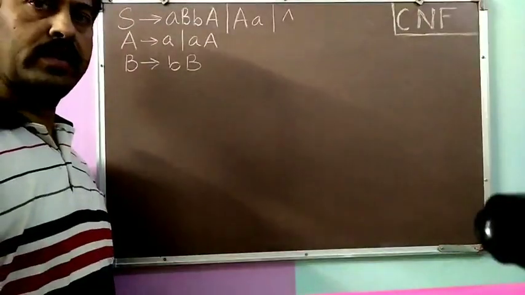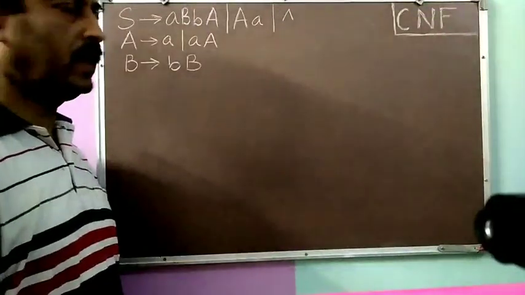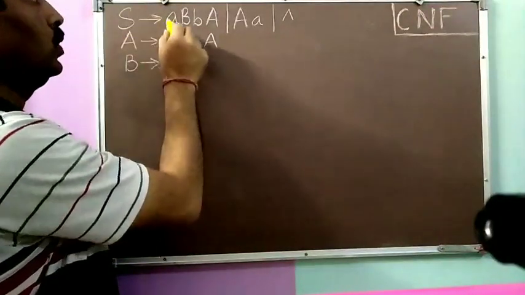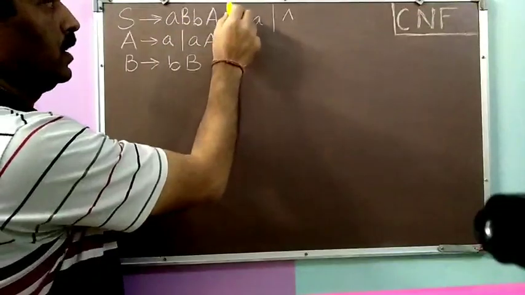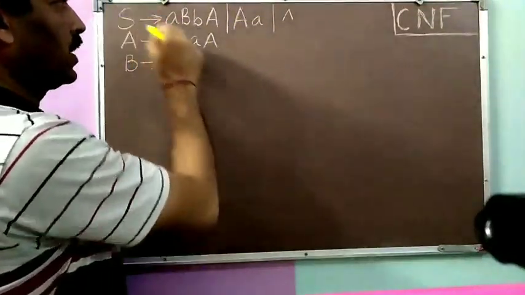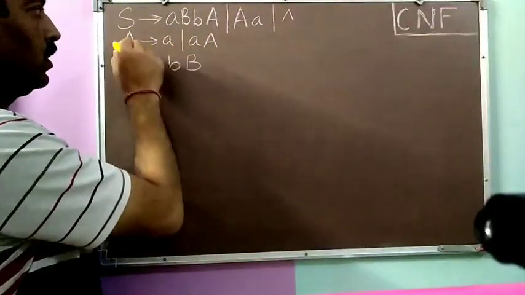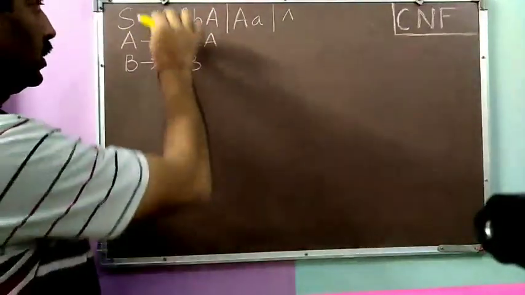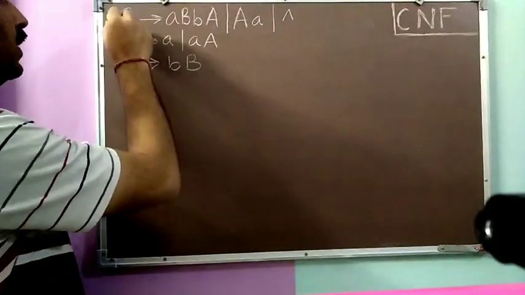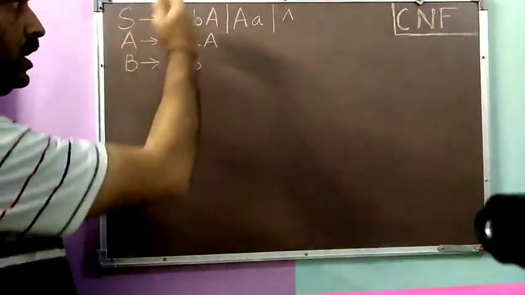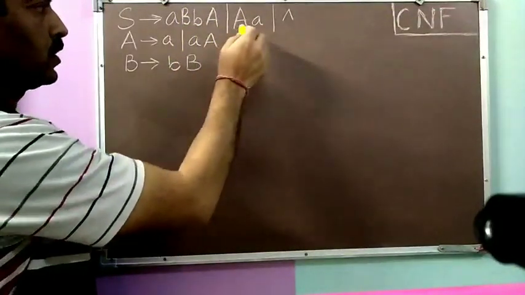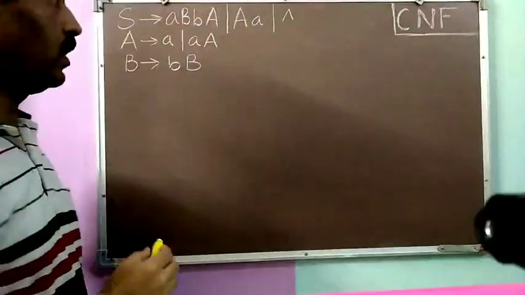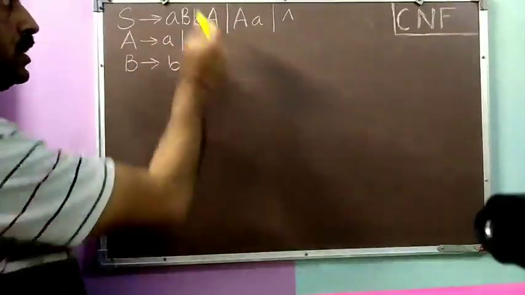Now, to understand the process of conversion to CNF, we have taken one example where the productions of the grammar are given as S to aB, bA, or S to Aa, or S to null, A to a, or A to aA, and B to bB, like this. So this is the set of productions I have written. There are three variables present, S, A, and B in the original grammar. Sigma consists of only two terminals, a and b, and S is the start symbol. So now I will be converting this CFG into the CNF.